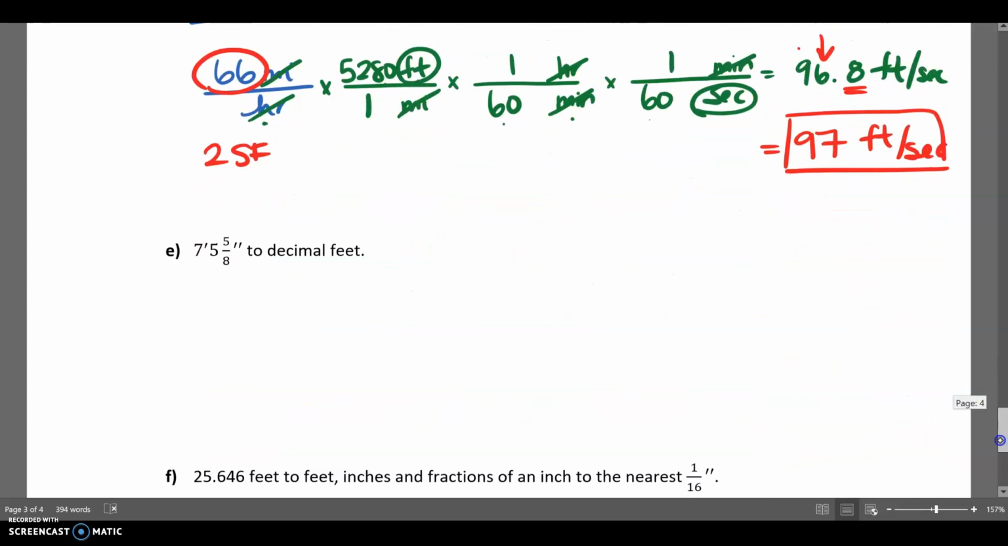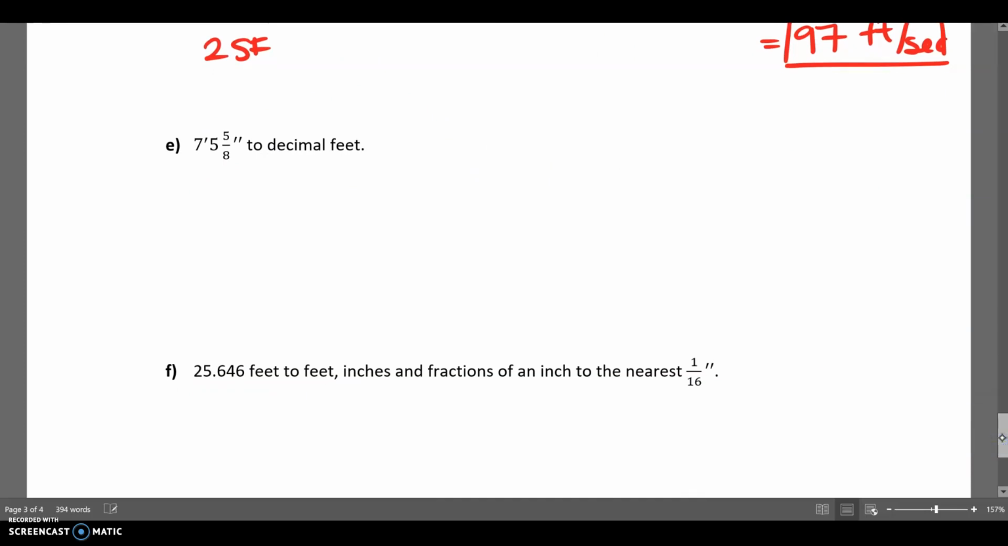The final examples here are looking at converting mixed units, for example, 7 foot and 5 5/8 of an inch, in this case to decimal feet. I already have my whole number of feet is 7. What I need to do is figure out the decimal portion. So I need to take this 5 5/8 of an inch and convert it to feet.